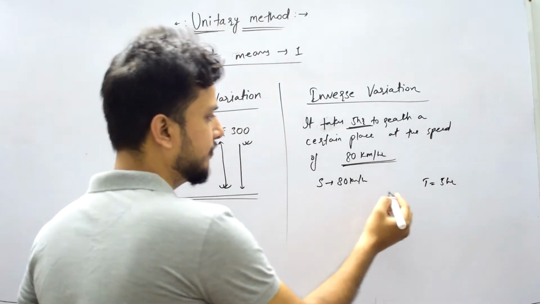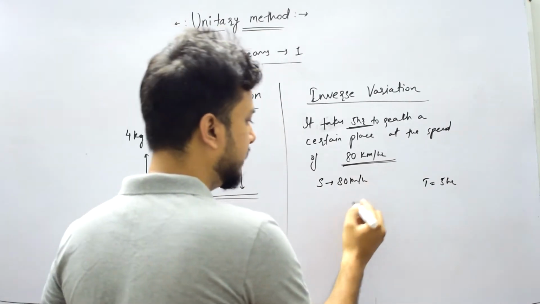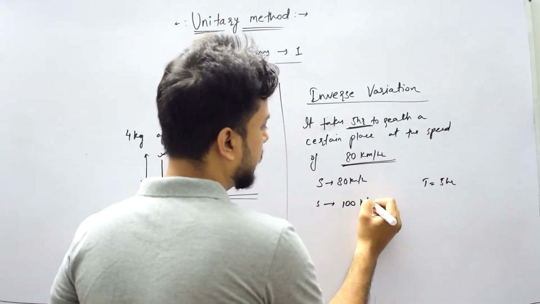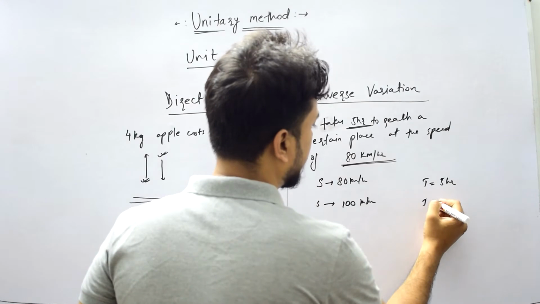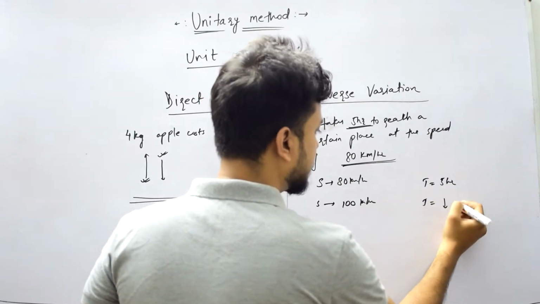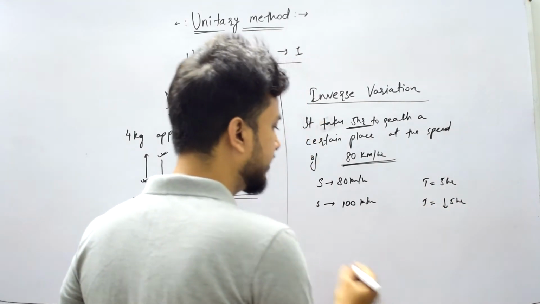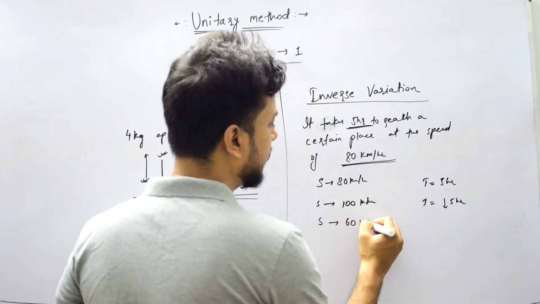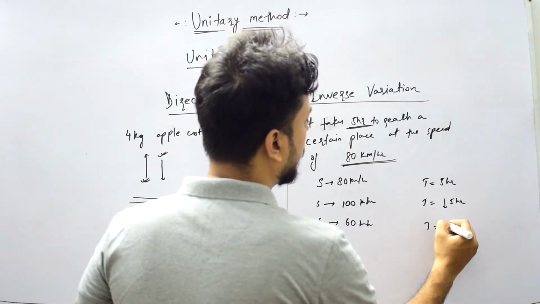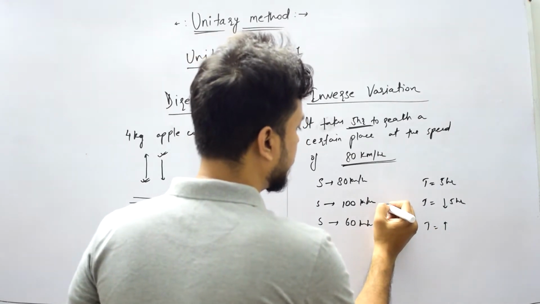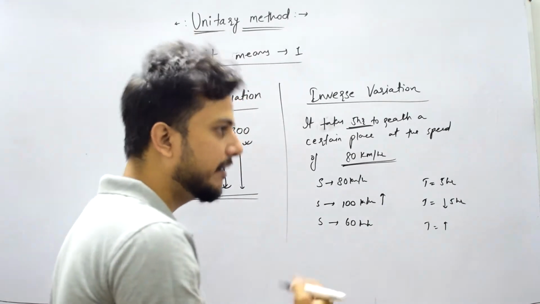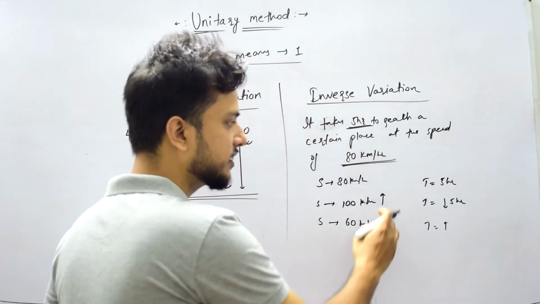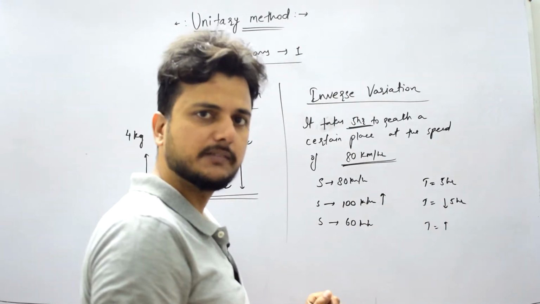Now see, if I increase my speed, suppose to 100 km per hour, then obviously my time taken will be less than 5 hours. Similarly, if I am traveling at a lower speed, for example 60 km per hour, then the time taken will be more. So here, if the speed increases, the time taken to reach that place decreases. So if one increases, the other decreases. This type of variation is inverse variation.